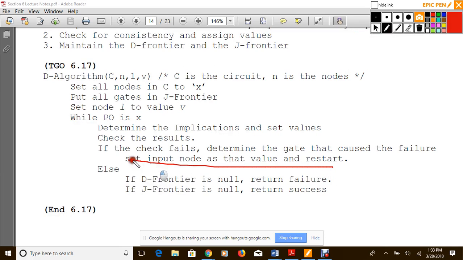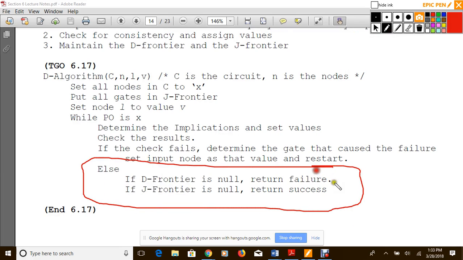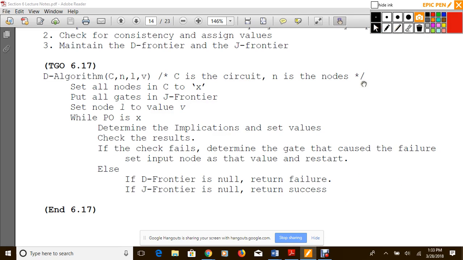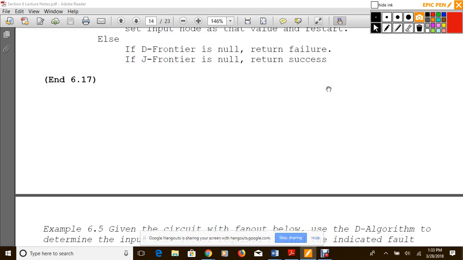Eventually, what we're going to do is we're going to get down to the point where we're going to start adding gates to the D frontier and the J frontier. If for some reason we have all the gates out of the D frontier, that means we can't find this fault with normal methods. And the J frontier, if we have it empty, that means we found the exact combination that we need.